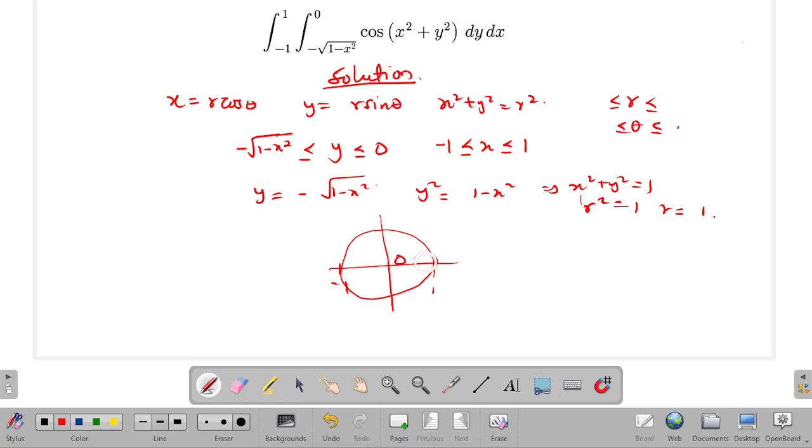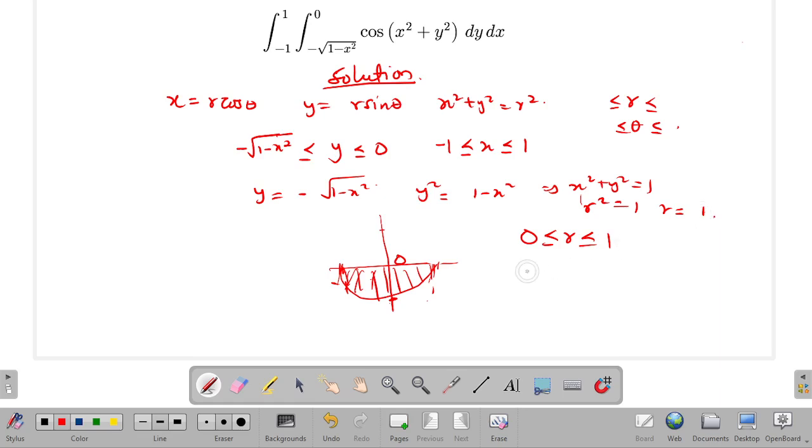Therefore, my region of x covers this whole span, but the y is starting from 0 to the negative side, meaning my actual shape is this. This is the region I want, so I'm going to clean this side, which is not part of it. You are just graphing to get the limits right. So y is from 0 to this point, while x is from -1 to 1. Now, for the radius, r is greater than or equal to 0 but less than or equal to 1.